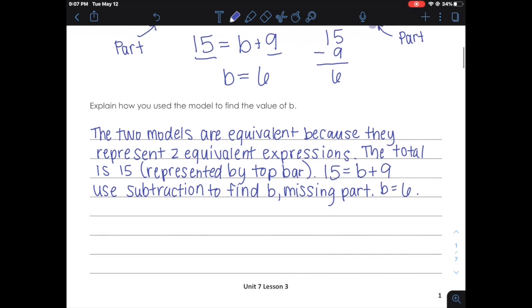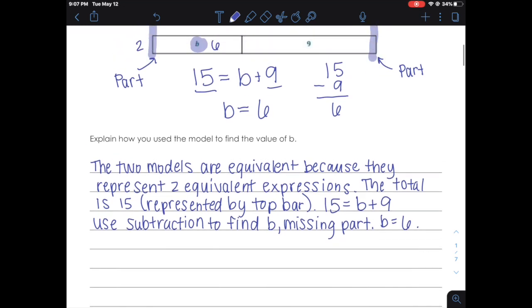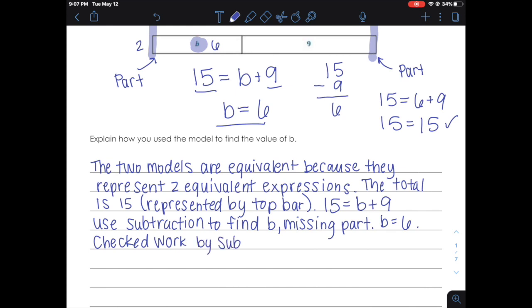Okay, how can we check our work? That's one thing we didn't do. We can substitute b, or 6, back in the original expression. So 15 equals 6 plus 9. 6 plus 9 is 15, so that is correct. So we checked our work by substituting for b in the equation. Let's move on.